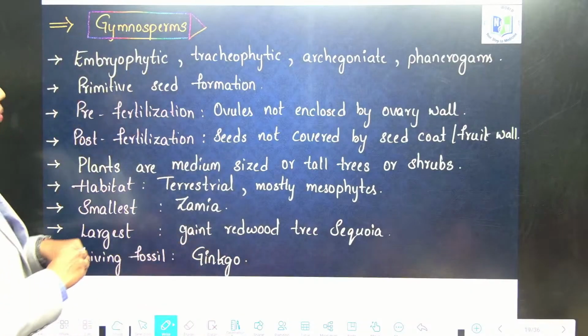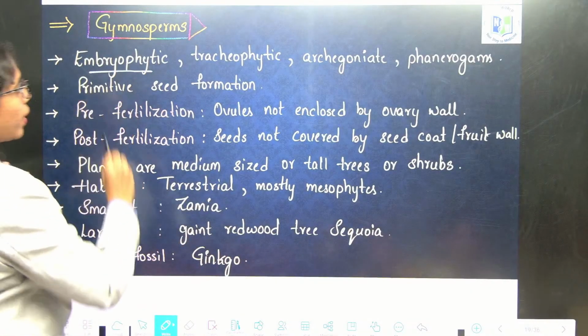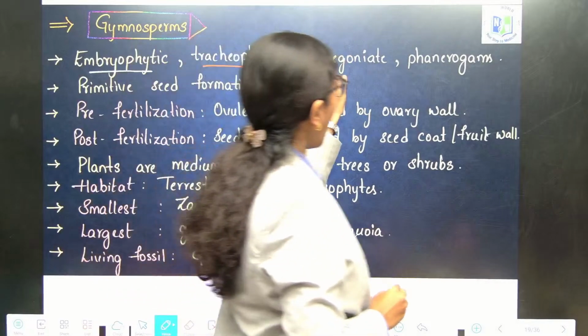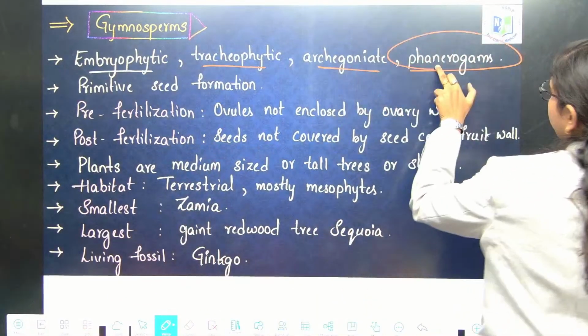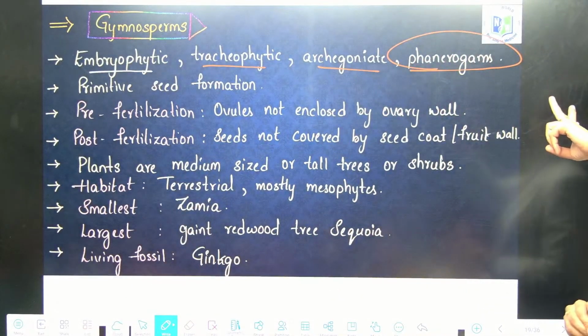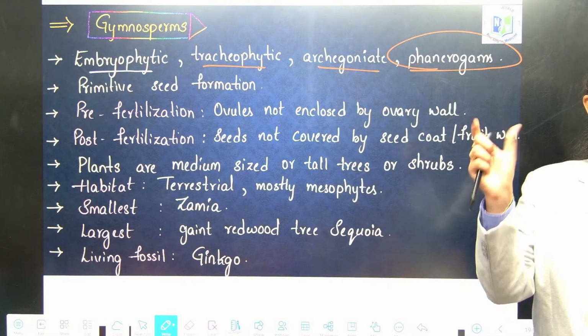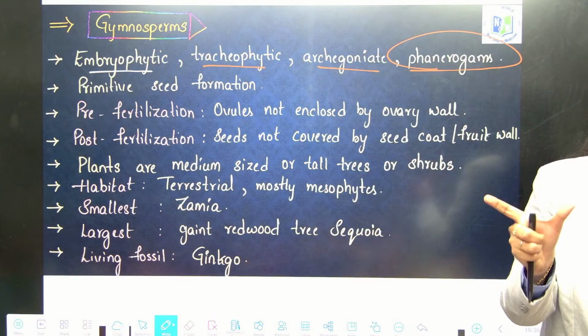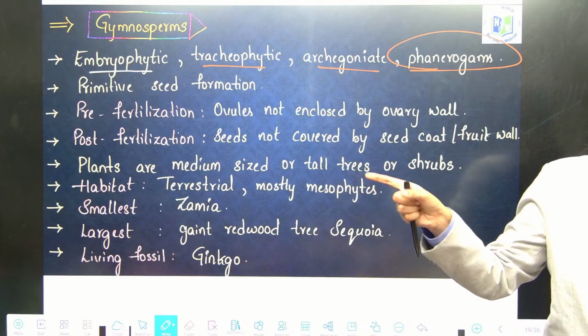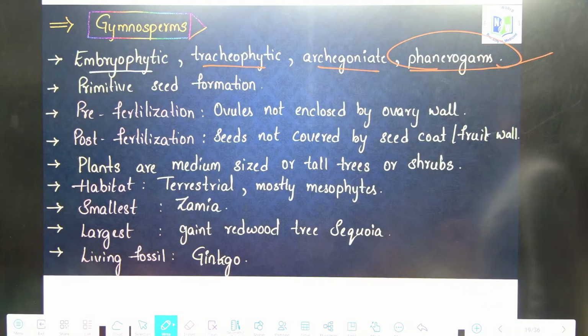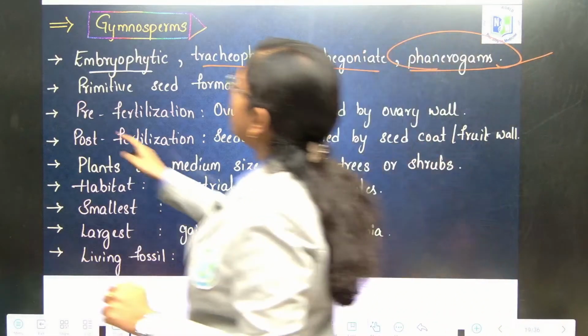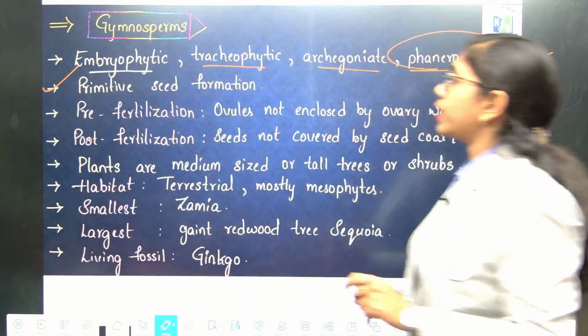Now gymnosperms. These are also embryophytic, tracheophytic, archegoniate, phanerogams. Phanerogams are spermatophytes. Spermatophyte means what? Phyte means plant body, sperma means seed. Seed-bearing plant body. So these are phanerogams or spermatophytes. You can observe primitive seed formation here.